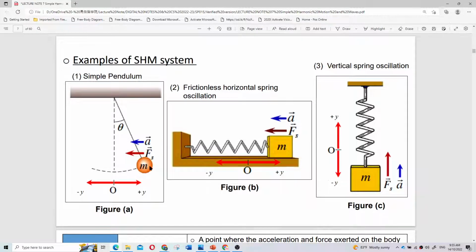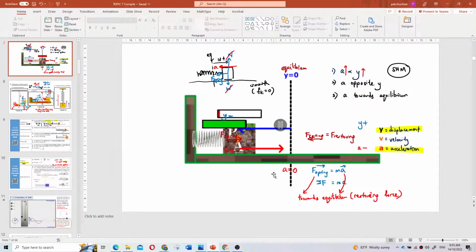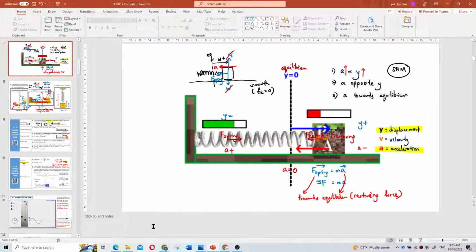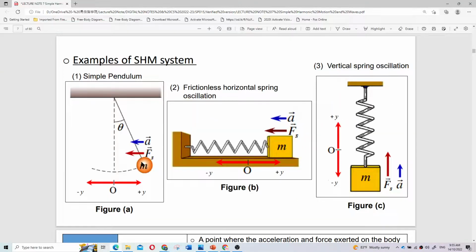Restoring force datang dari mana? Kalau spring, kita tahu ada force in the spring kan? Kalau macam pendulum ini tak ada spring kan? Tak ada spring. So, macam mana dia nak balik ke equilibrium? Gravitational acceleration. Gravitational force. Baguslah.